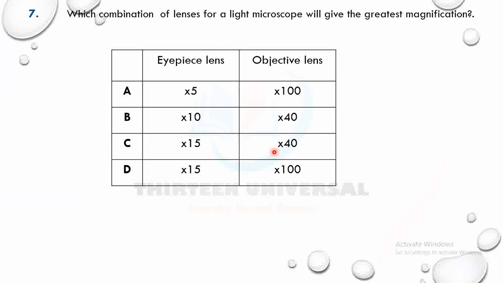If you say 40 times 15, that gives you 600. So 40 times 15 is 600. This one is 15 times 100, which is 1500. So which one gives us the highest magnification? That is D.